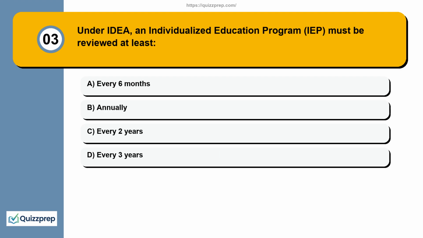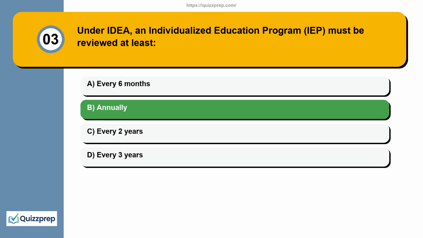Question 3. Under IDEA, an individualized education program, IEP, must be reviewed at least. Here are your options. Option A. Every 6 months. Option B. Annually. Option C. Every 2 years. Option D. Every 3 years.